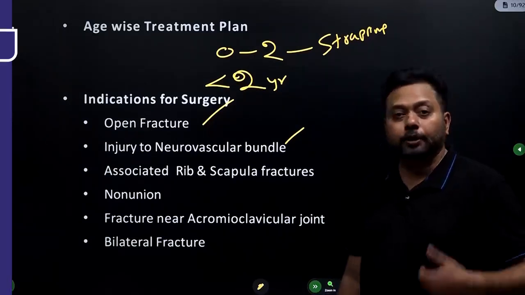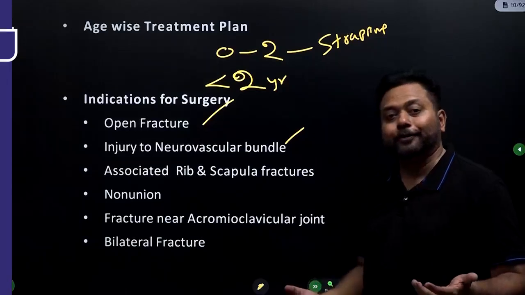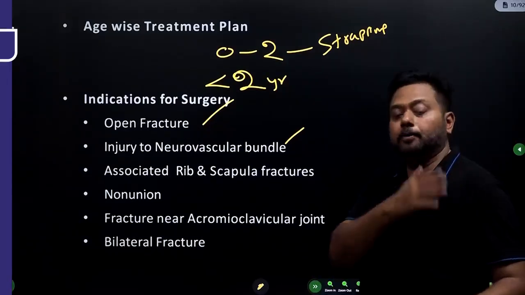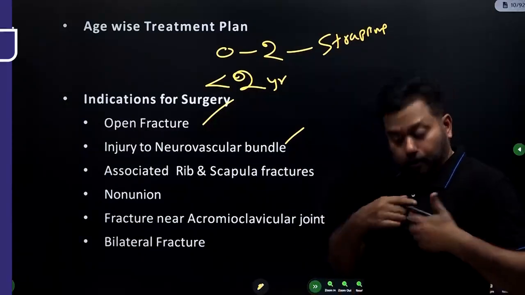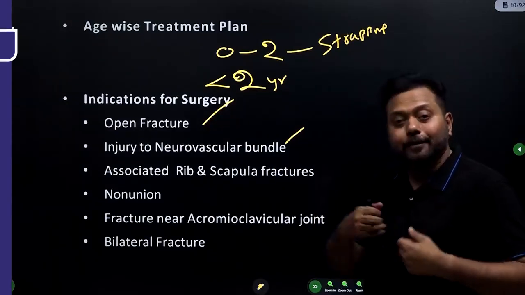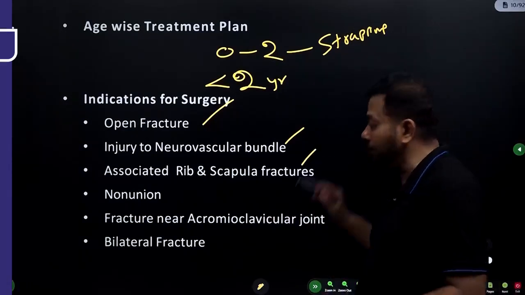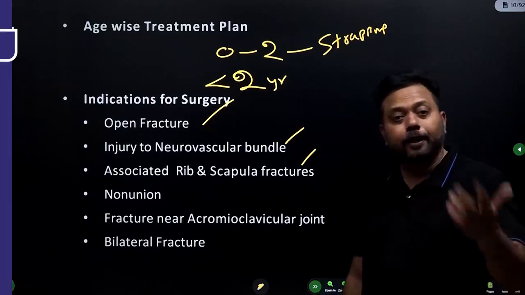Number 3, associated rib and scapula fracture. Whenever you fall down like this, clavicle is gone, rib is gone, scapula is gone. With associated scapula and rib fracture, you can't put a figure of 8 because the rib fracture is there. How will you tighten the figure of 8? It will hurt the patient. So you have to go for surgery. That's a must. Number 4, non-union. You tried your conservative method even after 3 months.